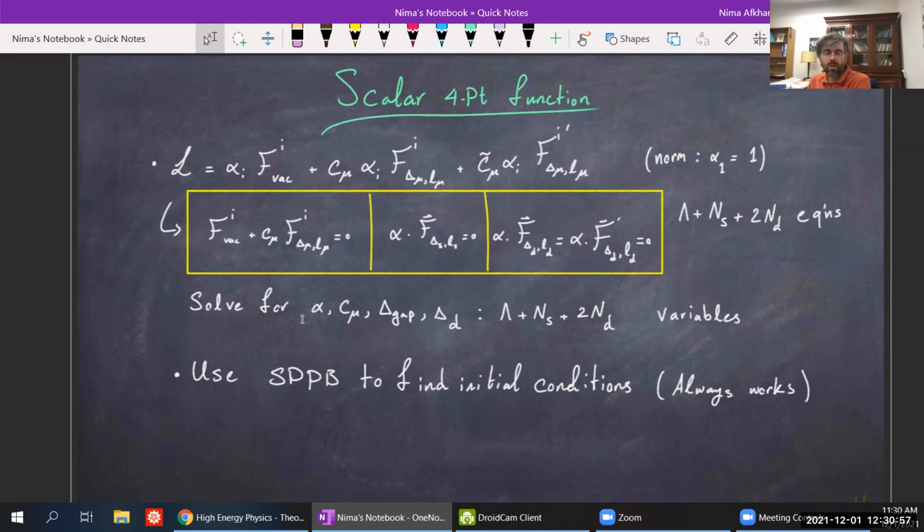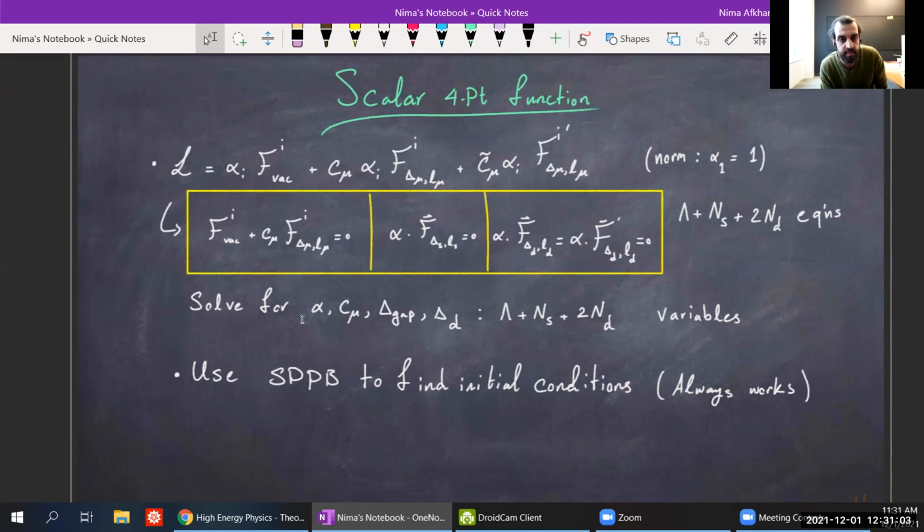But I'm sorry, Nima, this point about single roots, it always confuses me. These roots at the unitarity bound, how do we physically interpret these single roots at the unitarity bound? Yeah, that's a good point.